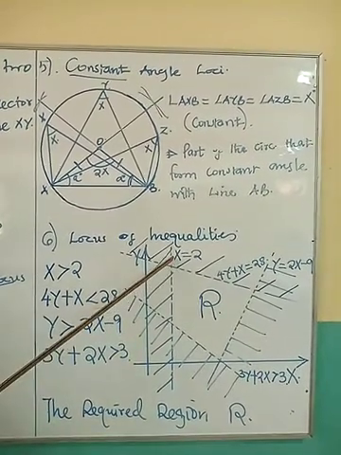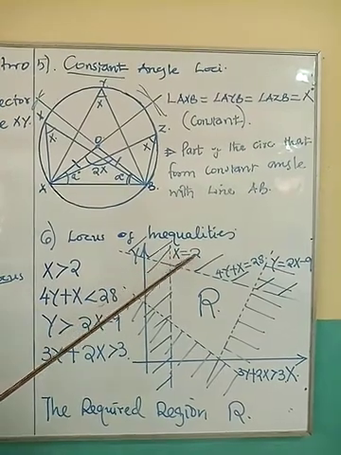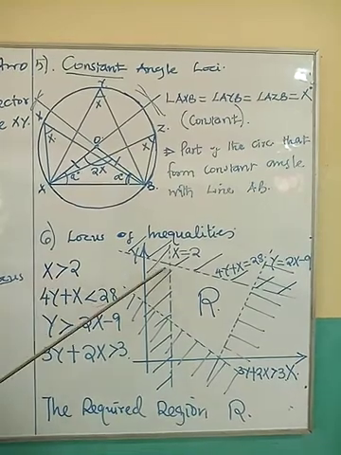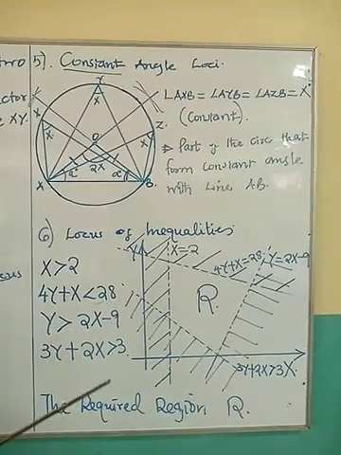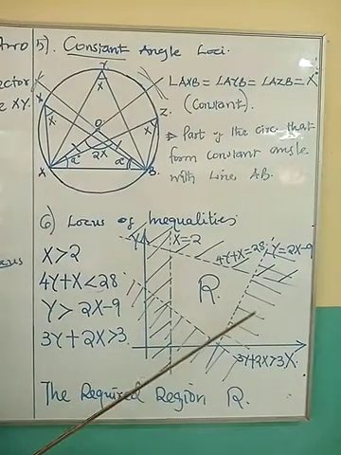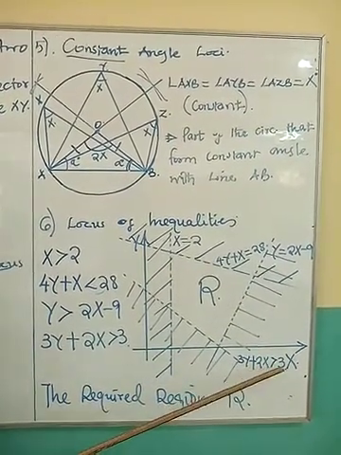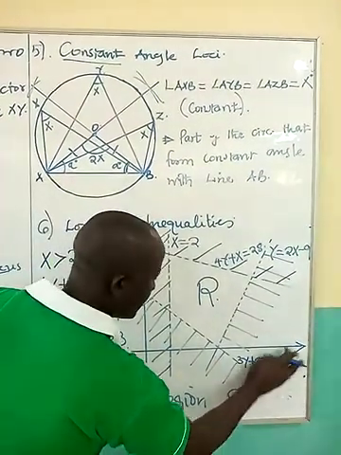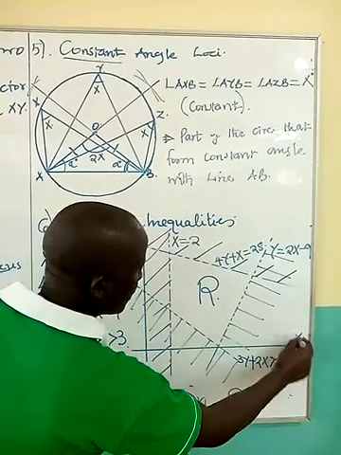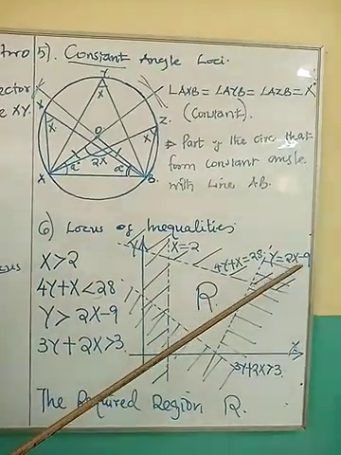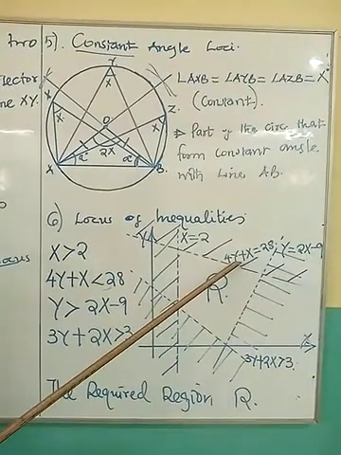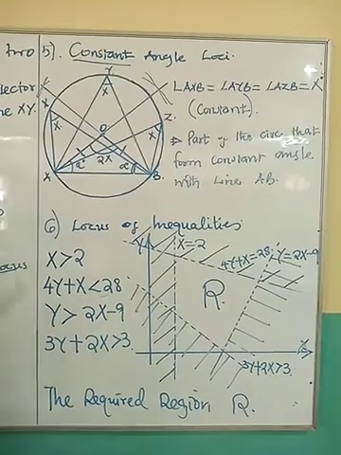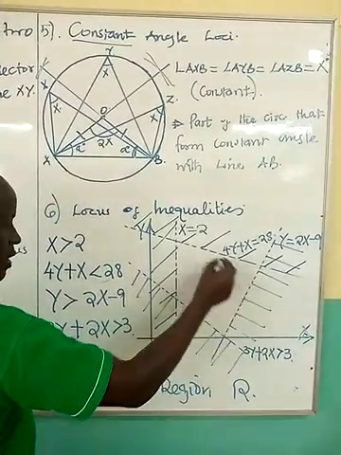For instance, when you draw the graph x is equal to 2, it is this graph here. And because the inequality is greater, you will shade your left side. Plus, these are the inequalities. 3y plus 2x is greater than 3. And then, the other one here is y is equal to 2x minus 9. 4y plus x is equal to 28. Then you will remain with the required region R.